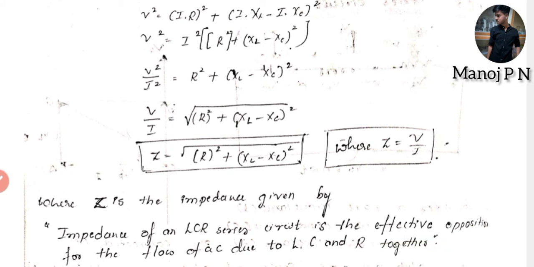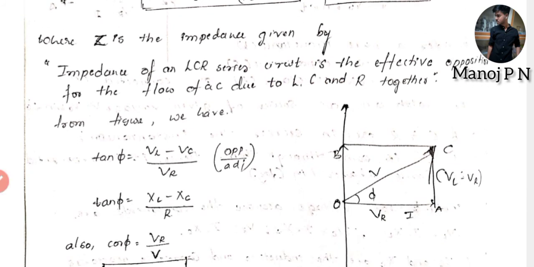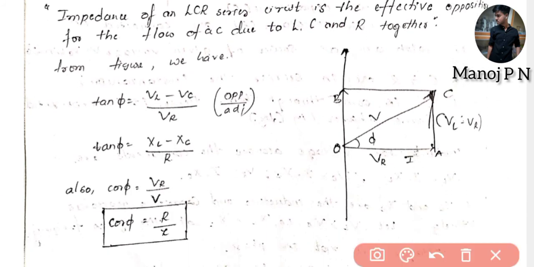What is impedance? Here is the impedance definition. That is, impedance of the LCR circuit is the effective opposition for the flow of AC due to L, C, and R together. This is the definition of impedance. After this is the phasor diagram. From this we're going to extract two things, and this is the most important thing you have to concentrate on, because on this particular topic only the NEET or CET questions will be asked.